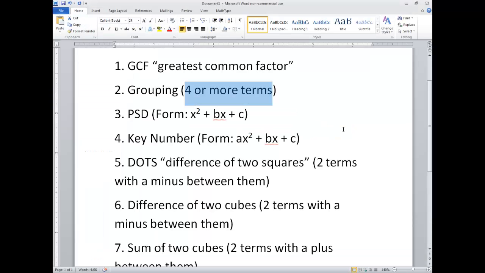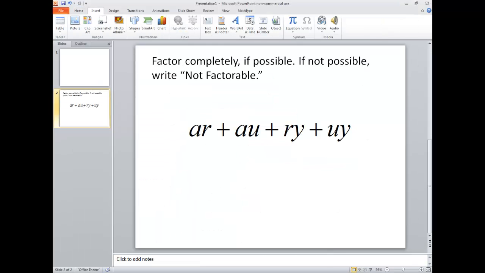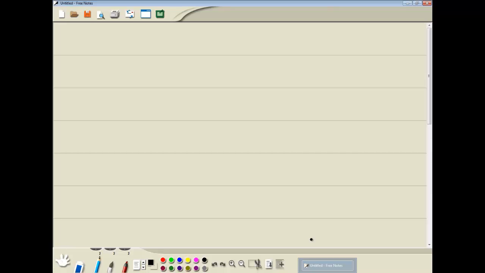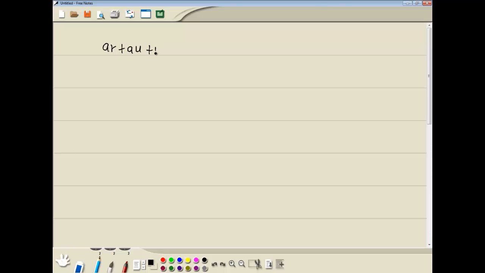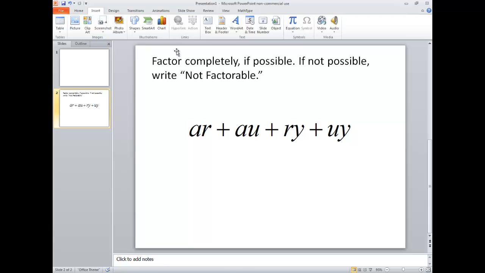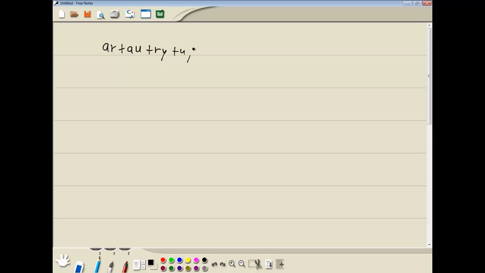So let's put this on our tablet. There it goes. And we have AR plus AU plus RY plus UI. With grouping, we group the first 2 terms together, and we group the last 2 terms together.